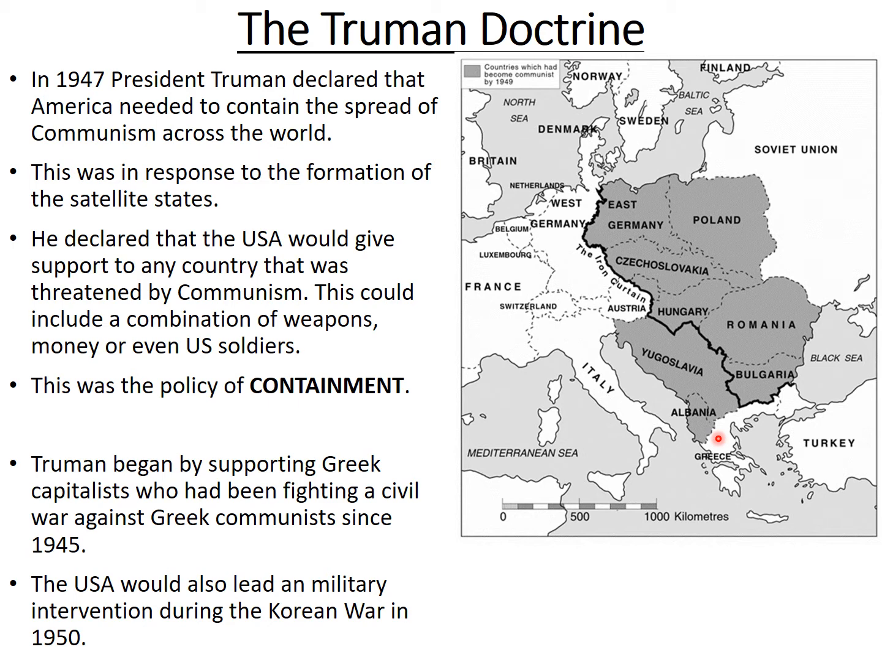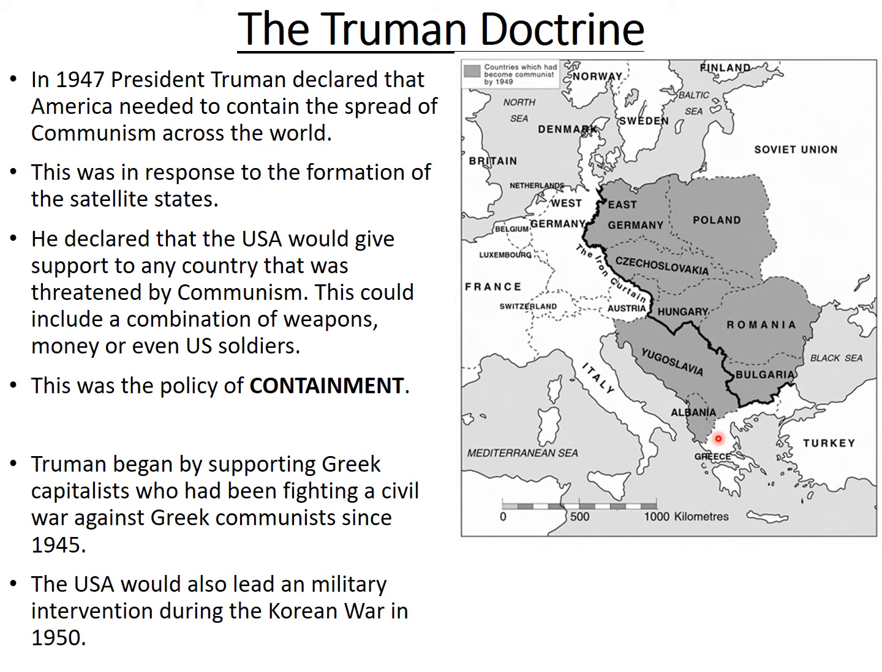Now, Greece is really, really important strategically, and initially Britain had been bankrolling this. So Britain had been supporting the Greek government in their fight against the communists. However, after the Second World War, Britain was bankrupt and could no longer afford to do this. And so when they turned to the Americans and said they could no longer afford to fund the Greek capitalists, Truman stepped in and he began to pay for the weapons and the ammunition that they needed to fight against the communists.